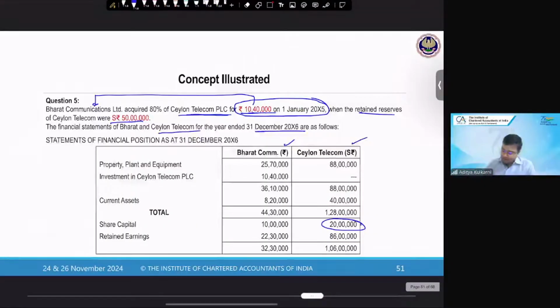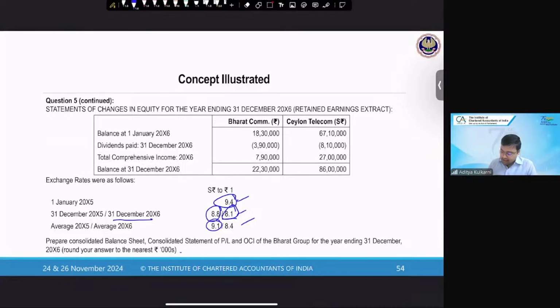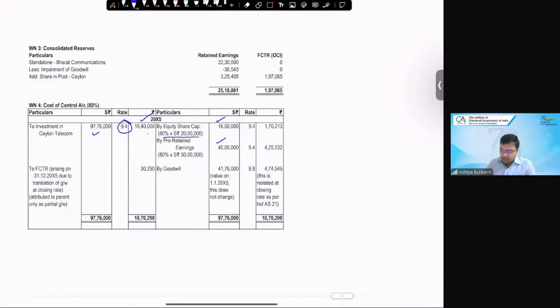तो रुपी टर्म में ही है तो आप एक्सचेंज रेट देखो ना, Sri Lankan rupees to rupee 1. Okay sir, got it sir. तो मल्टीप्लाई करोगे आप. Okay, all right. So 10 lakh 40 into 9.4, 97 lakh 76,000.